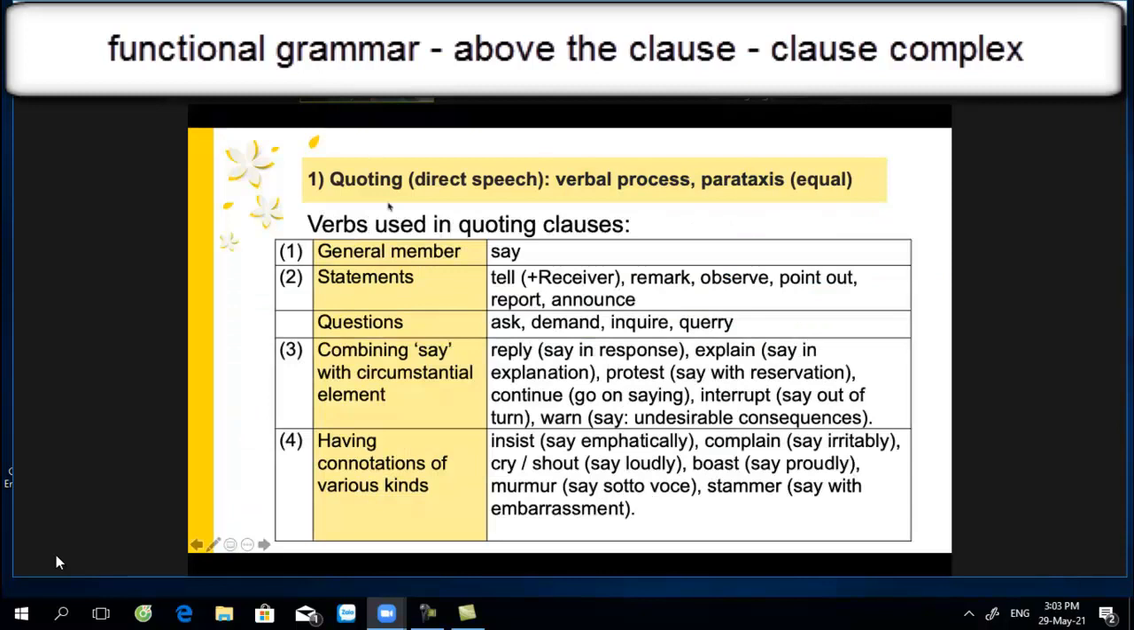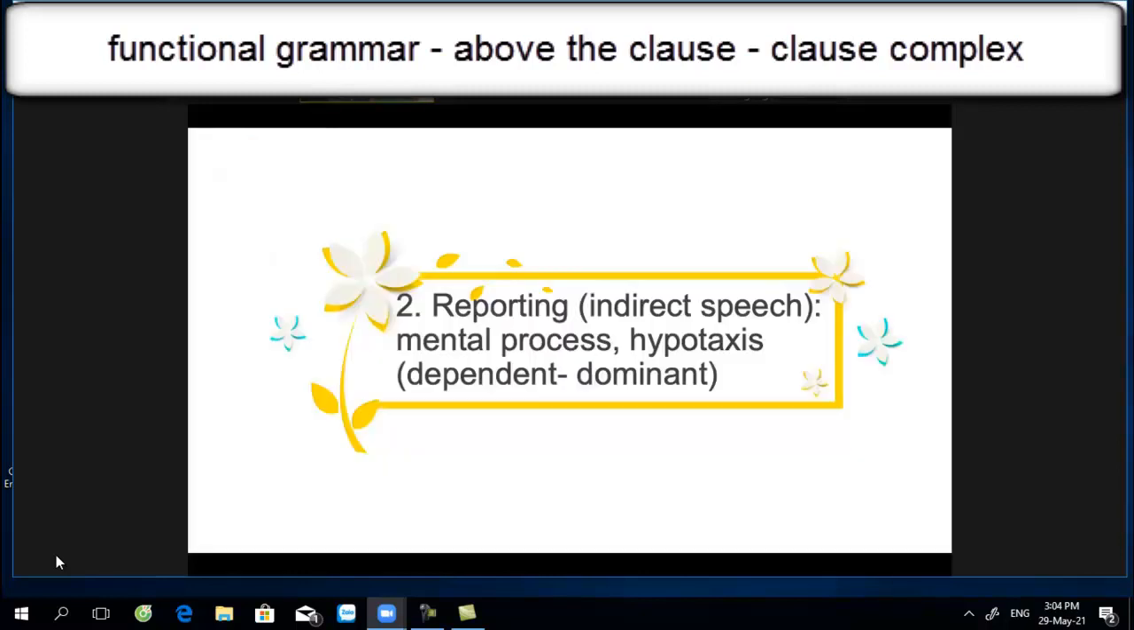So now let's come to the table with all the verbs that Dr. Halliday said are normally used in quoting. You will look at it in more detail later. I will send you the file. And let's come to part 2, reporting, indirect speech. This one is a dependent and dominant clause, so I will use alpha and beta to signify that.